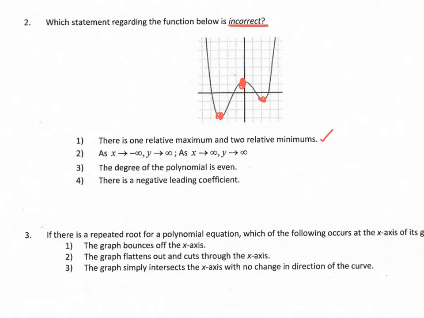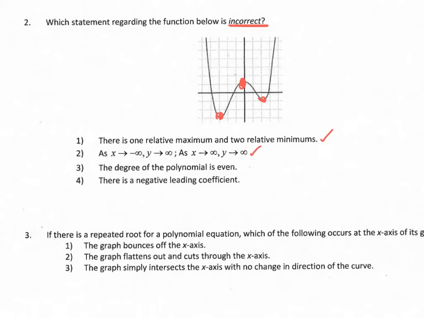Choice 2. As x approaches negative infinity, so as we go to the left on our graph, does y go up? Does the graph go up? Does y get bigger? Does it increase? Yes, it does. So that's true. As x approaches positive infinity, so as we go to the right on our graph, does y get bigger? Does the graph go up? Yes, it does. So this is true as well.